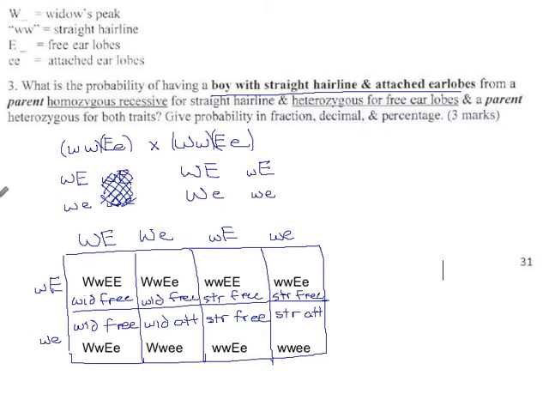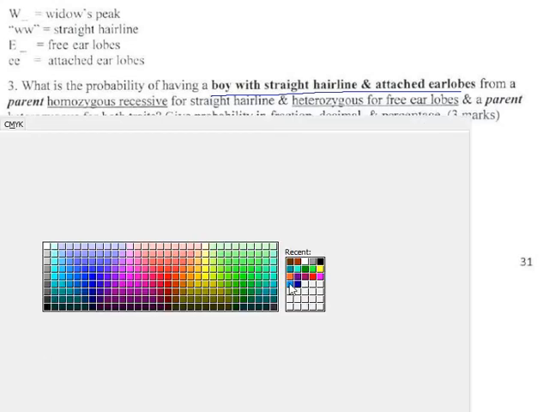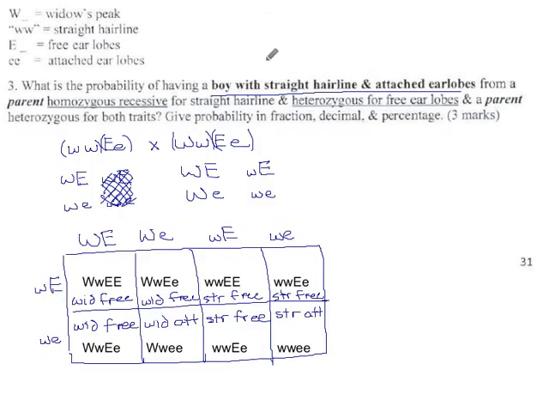Okay. So this time, the kid they are interested in is a boy. We'll get to that in a minute. There's no gender on this chart. Straight hairline and attached earlobes. How often does that happen? Straight attached, straight attached, straight attached, straight attached. It happens exactly once. So the probability of straight attached is 1 out of 8.